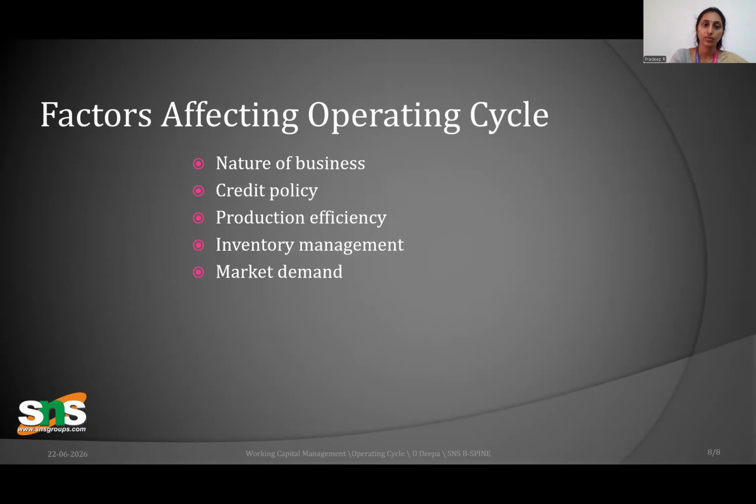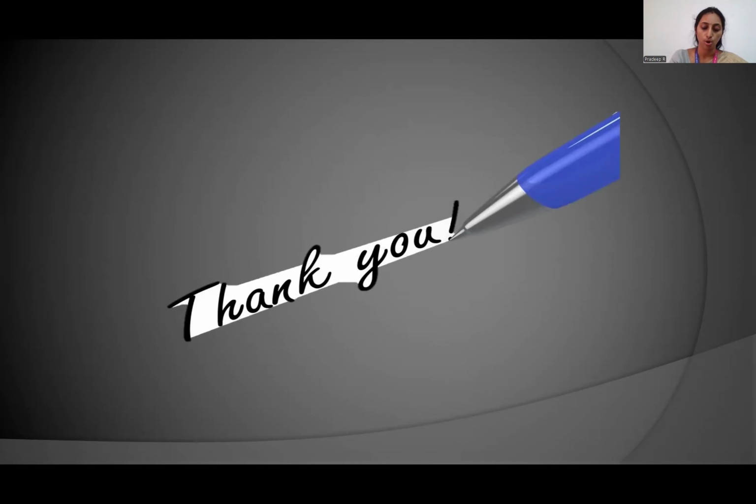Clear? So the factors affecting working capital: first, the nature of business, which matters a lot. Not all businesses are alike; they differ. Credit policy, credit terms and conditions differ from business to business. Next is production efficiency: how efficiently and effectively you produce the maximum possible output. Then inventory management and market demand. These are the factors affecting this operating cycle. Clear? Thank you.